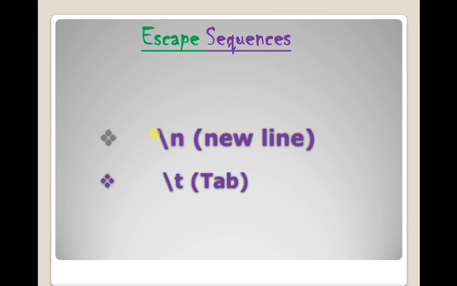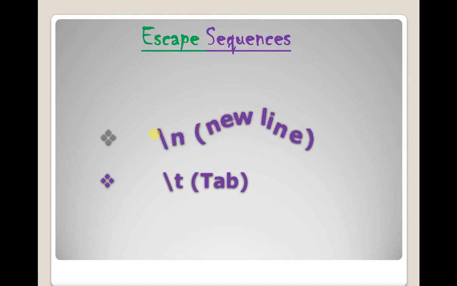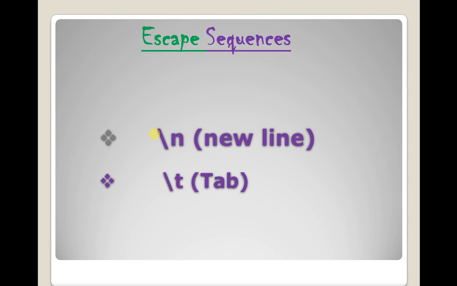And now let's have a look at the escape sequences. Here we will be using two escape sequences, \n and \t. \t stands for tab and \n stands for new line. One tab is equal to 8 blank spaces. Please make a note.